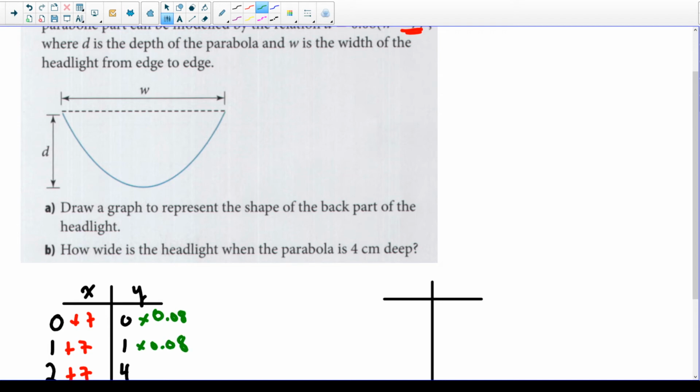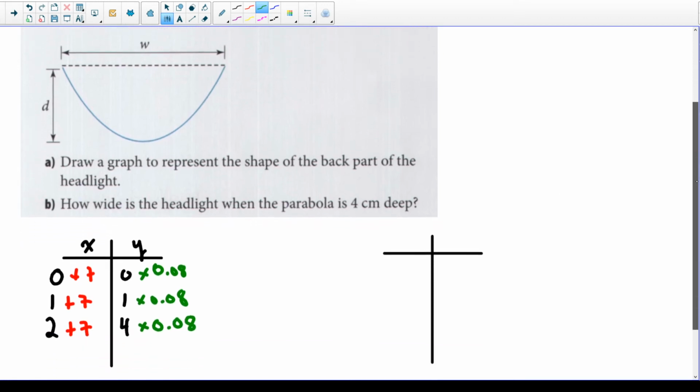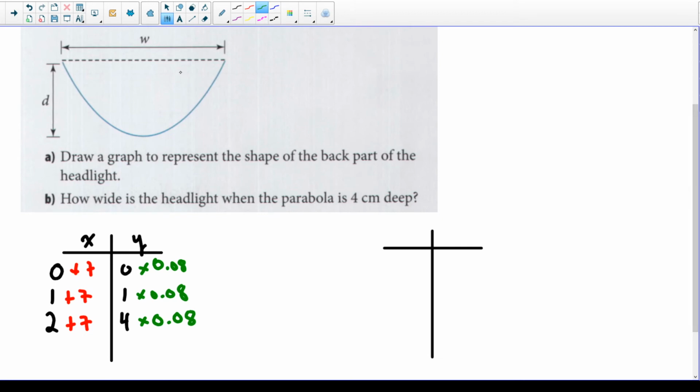Now, what does that do to a parabola? What happens when our a value is a number between 0 and 1? That means it's going to be compressed. Okay? You can kind of tell by the shape of this parabola here that it's going to be wider than the normal parabola. So what are our new x and y coordinates? Our x coordinate is 7, 8, and 9.